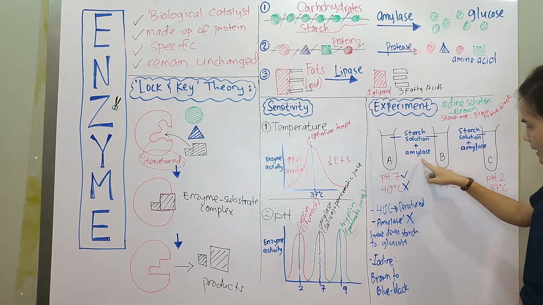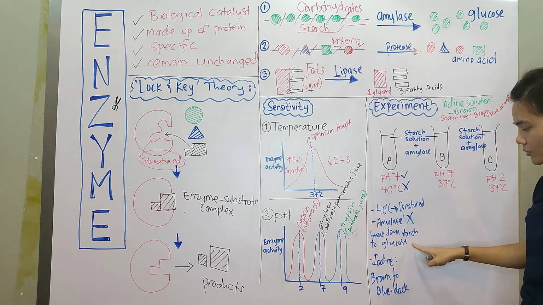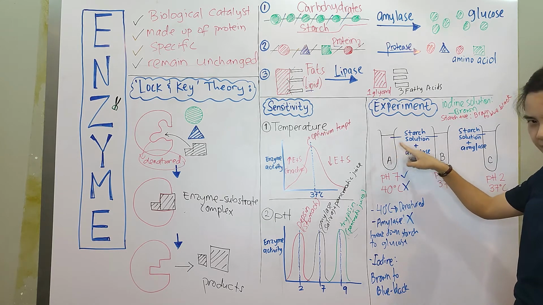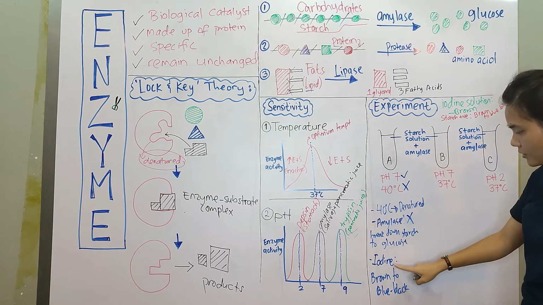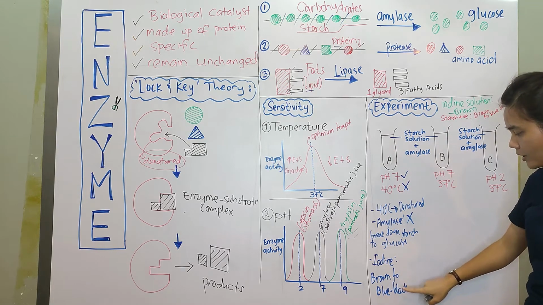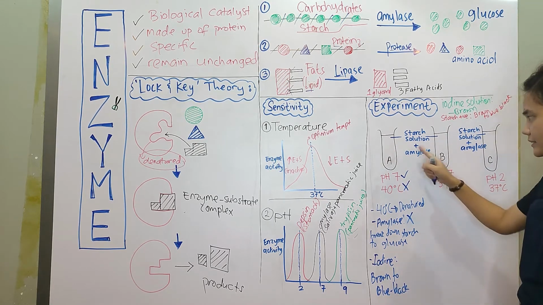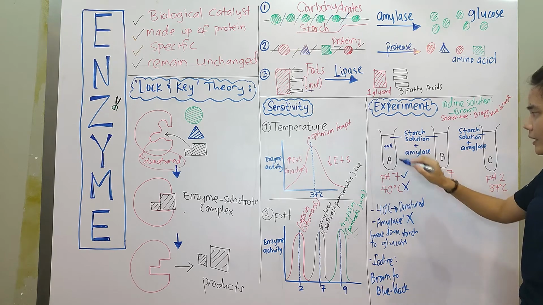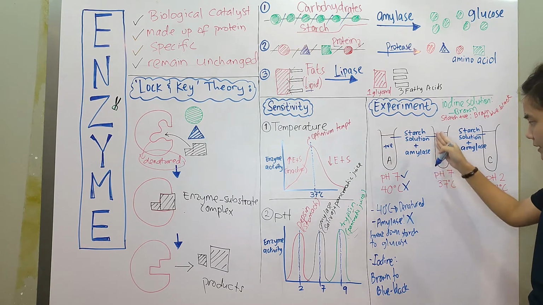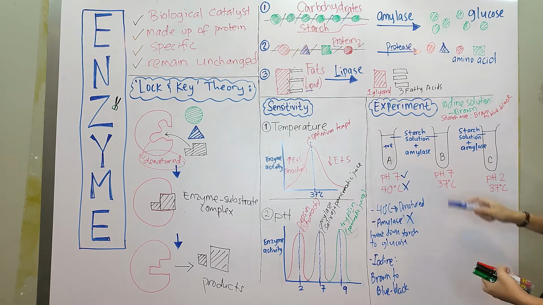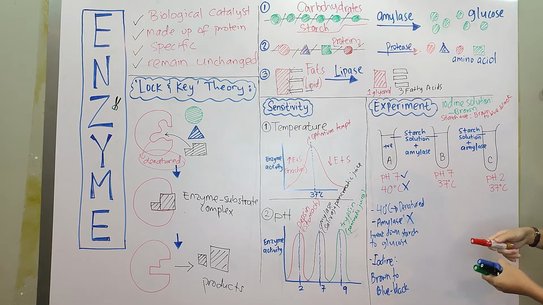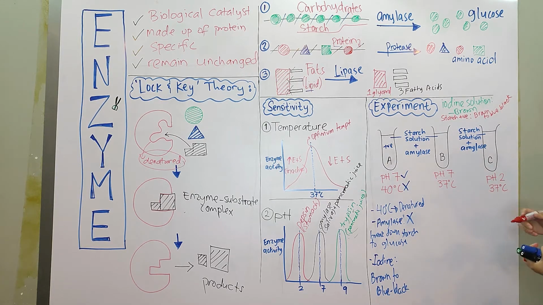Alright, so because of 40 degrees Celsius, the enzyme got denatured. Therefore, amylase cannot break down starch into glucose. Therefore, starch is still present in this test tube. So what if you add iodine solution? The iodine solution will change from brown to blue-black because starch is present. Right? So that is the answer for A. How about B? So we use red.